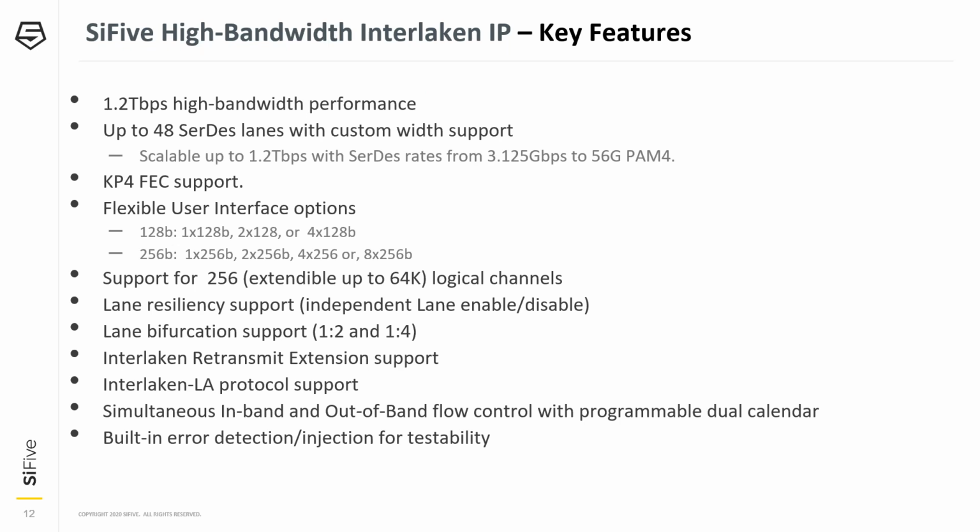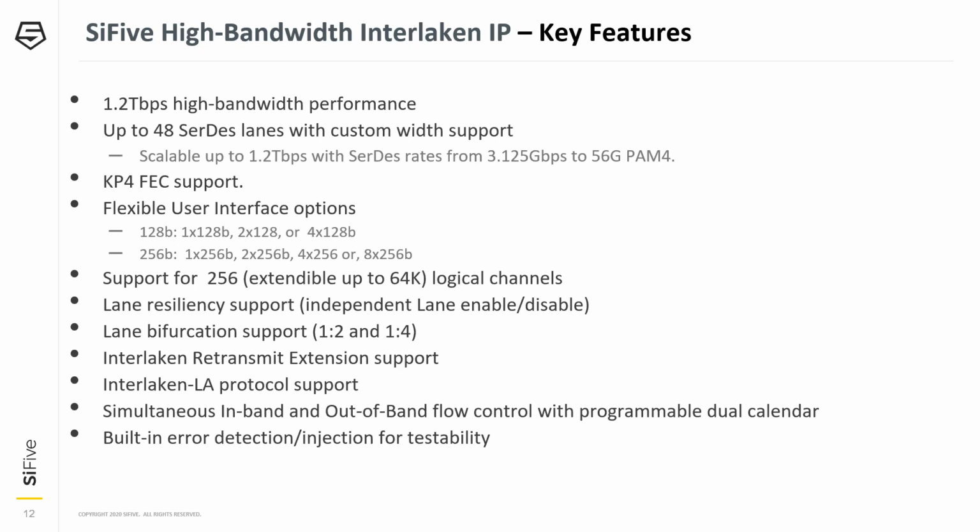So now we'll look at some of the key features of the high bandwidth Interlaken IP. It supports up to 1.2 terabits of bandwidth, and it supports 48 SerDes lanes with custom width support. The SerDes rates supported are from 3.125 Gbps to 56G PAM4. We also support the KP4 FEC. The user interface, which is a custom user interface, supports various configurations of 128-bit and 256-bit, which is 1x, 2x, and 4x 128-bit. Similarly, for 256 bits, we support 1x, 2x, 4x, and 8x configurations. We support up to 256 channels, which are extendable up to 64K logical channels.